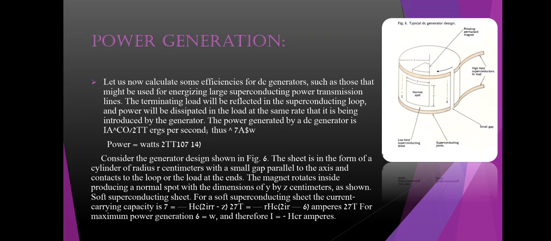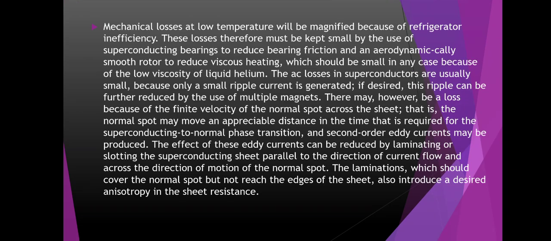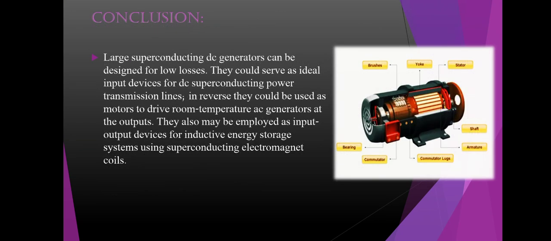So, power generation can be classified by this diagram. The normal spot is in the middle. In the center, the low field superconducting sheet is used. Superconducting joints are shown. A small gap is present for the easy movement of the generator. High field superconductors to the load are present. And here goes our conclusion part.